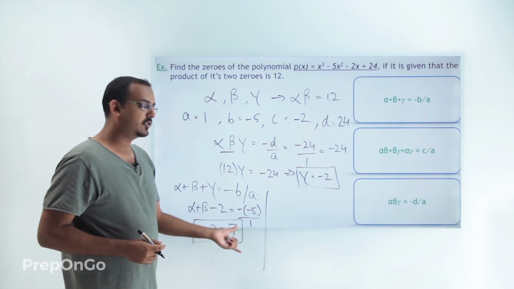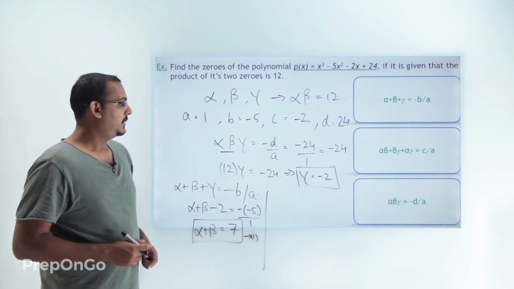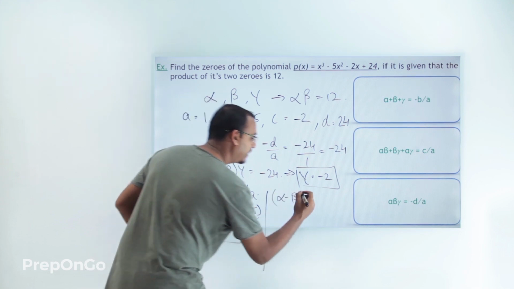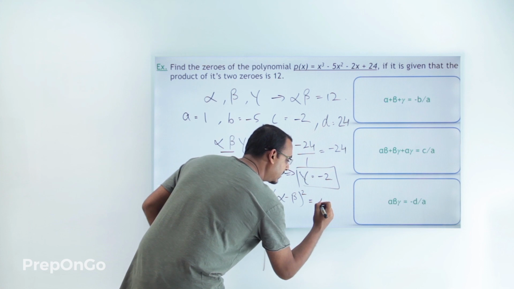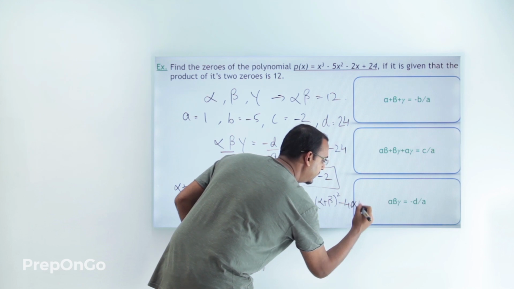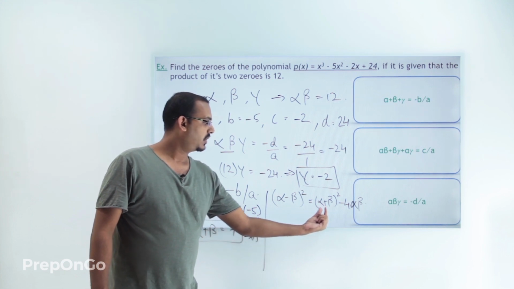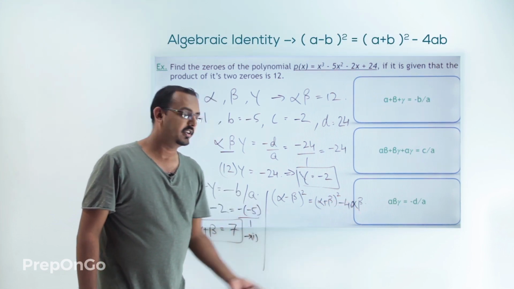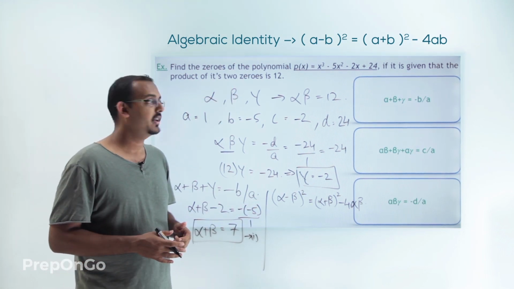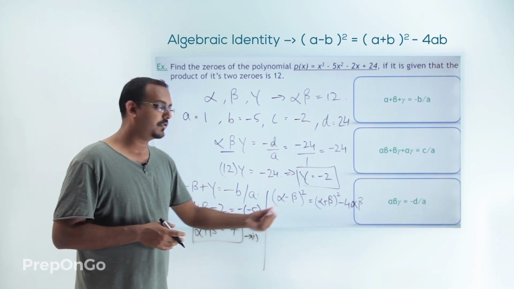So I get the value of alpha plus beta as 7. Now this is one equation in alpha and beta that I have, right? Now we also know that alpha minus beta whole square can be written as alpha plus beta whole square minus 4 into alpha beta, right? This is using a minus b whole square is equals to a plus b whole square minus 4ab. So we can use this equality and we can find the value of alpha minus beta here.